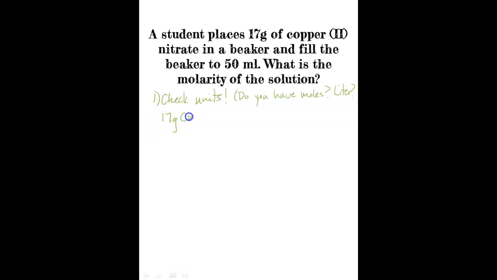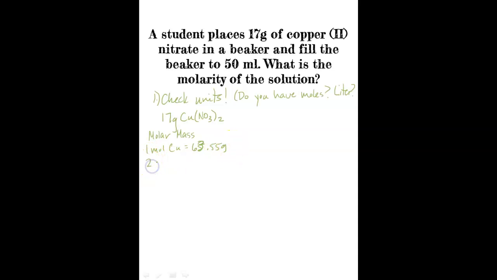You have 17 grams of CuNO3. I need to convert that into moles. And so what I do is use my molar mass. All right, so with that said, I have 1 mole of Cu. So that's going to have a mass of 63.55 grams. That's number 29 on the periodic table.